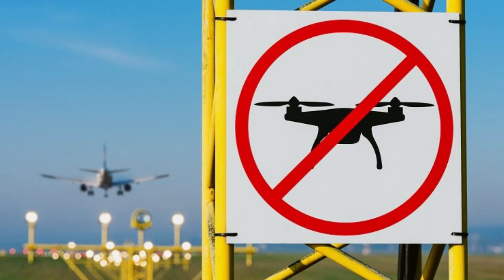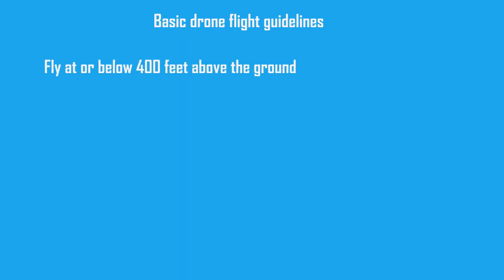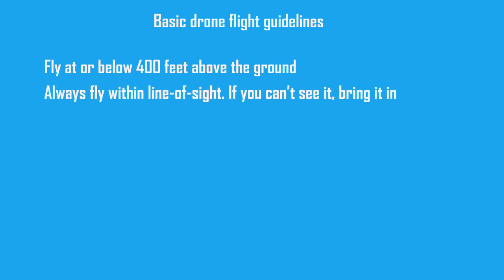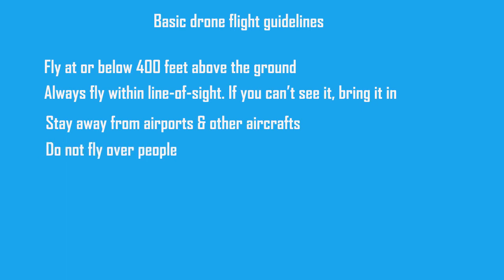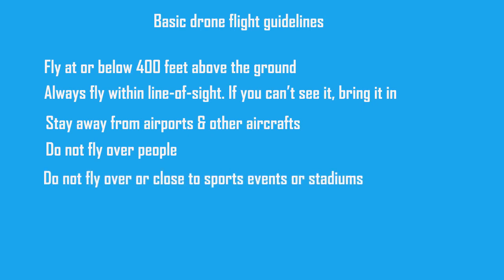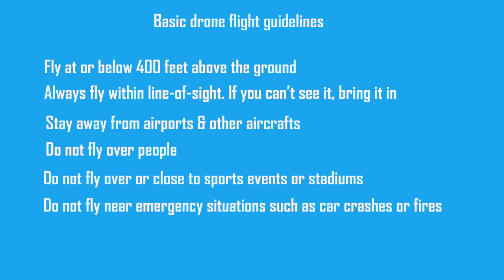They are: fly at or below 400 feet above the ground. Always fly within the line of sight. If you can't see it, bring it in. Stay away from airports and other aircraft. Do not fly over people. Do not fly over or close to sports events or stadiums. Do not fly near emergency situations such as car crashes or fires.